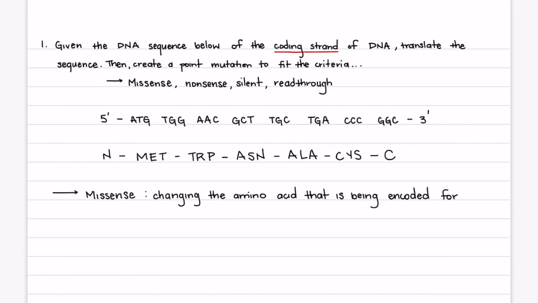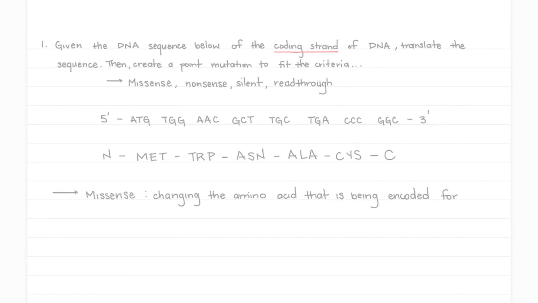Alright, so we have this question here. Given the DNA sequence below of the coding strand, translate the sequence, then create a point mutation to fit the criteria. Alright, so let's talk quickly about a point mutation. A point mutation is going to be a change in a single codon of the nucleotide sequence. This can have plenty of effects on the DNA and the resulting protein.